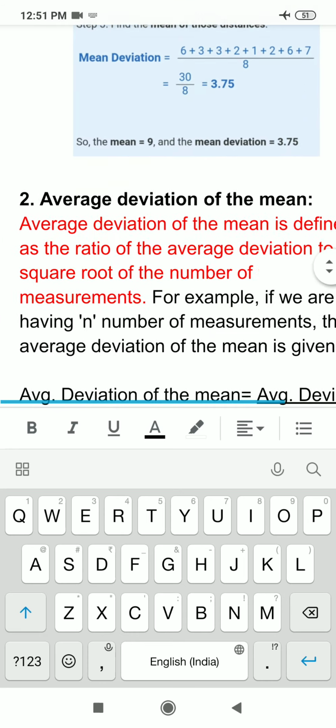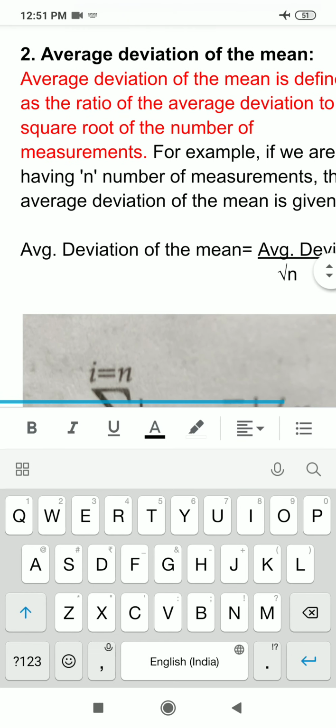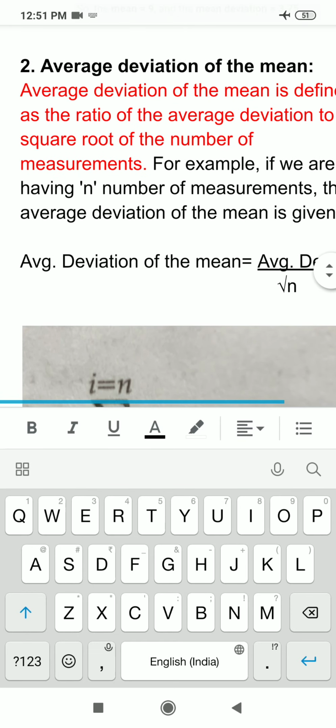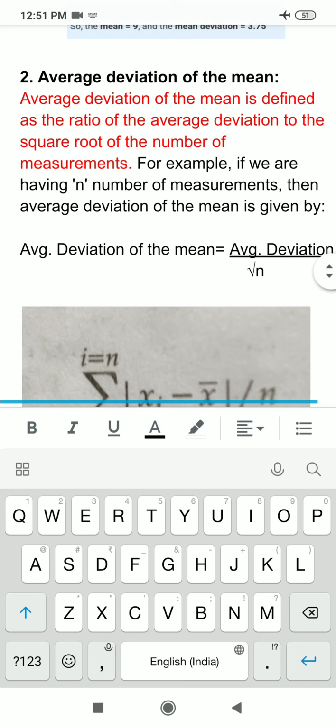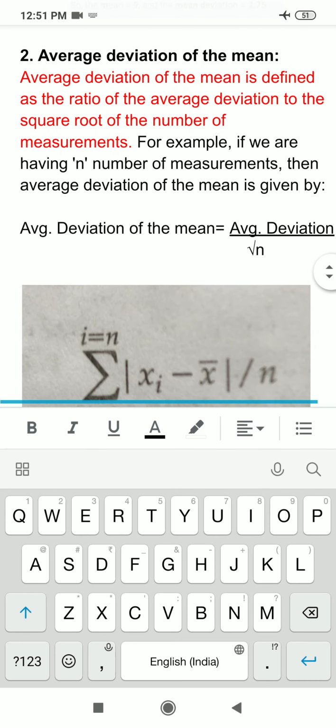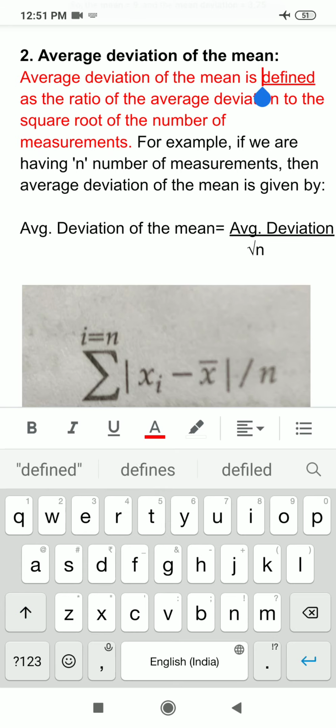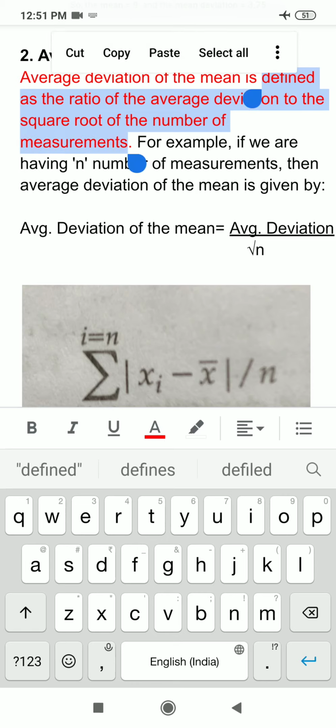The next term is average deviation of the mean. What is the next term? Average deviation of the mean. Now, what is the meaning of average deviation of the mean? Average deviation of the mean is defined as the ratio of the average deviation to the square root of the number of measurements. I have highlighted this in red and I am selecting the text also.